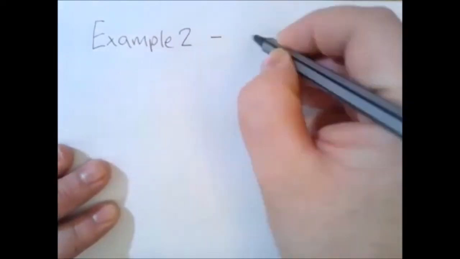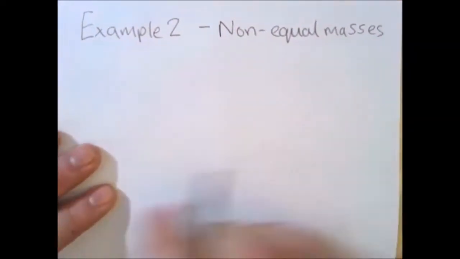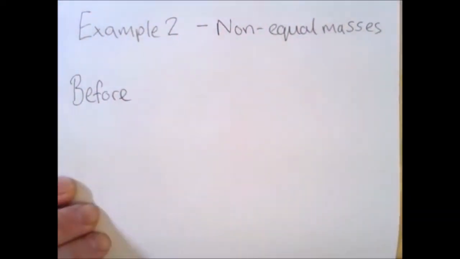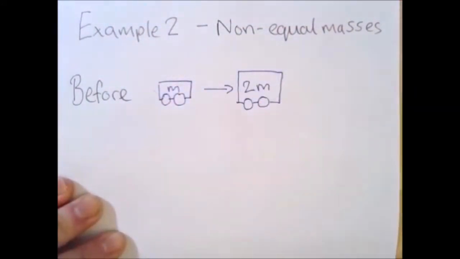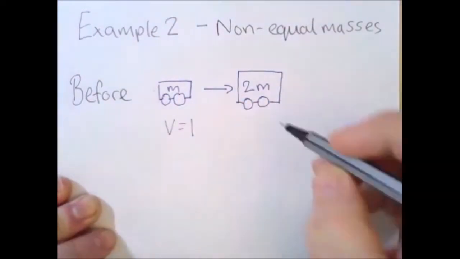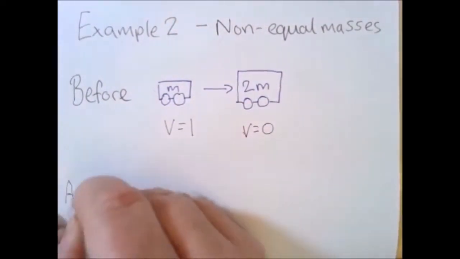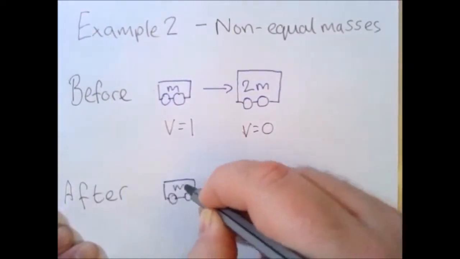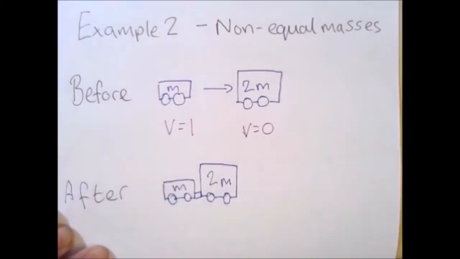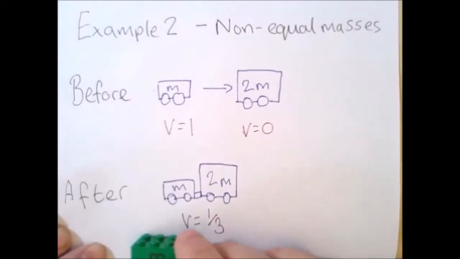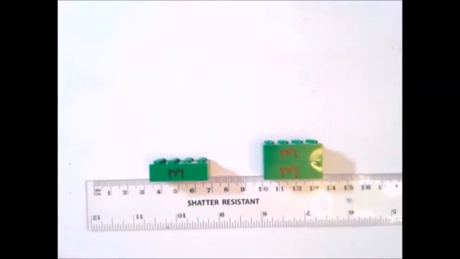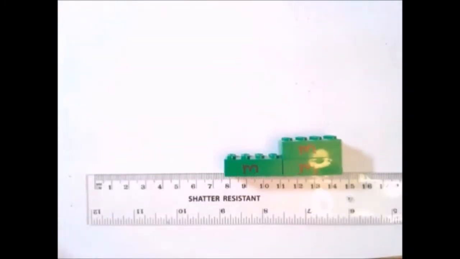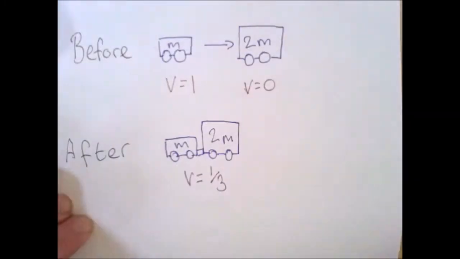Okay, a second example. This time without the same amount of mass in each cart. Before the collision, again we've only got one of the carts moving. That's a small cart moving towards something that's double its mass. Again, we set the velocity to 1. After the collision, imagine them both stuck together, the velocity will then reduce down to a third of its original velocity. Let's take a look at how that might look in an animation. So that's coming in, and then that just goes off at a third of its initial velocity.